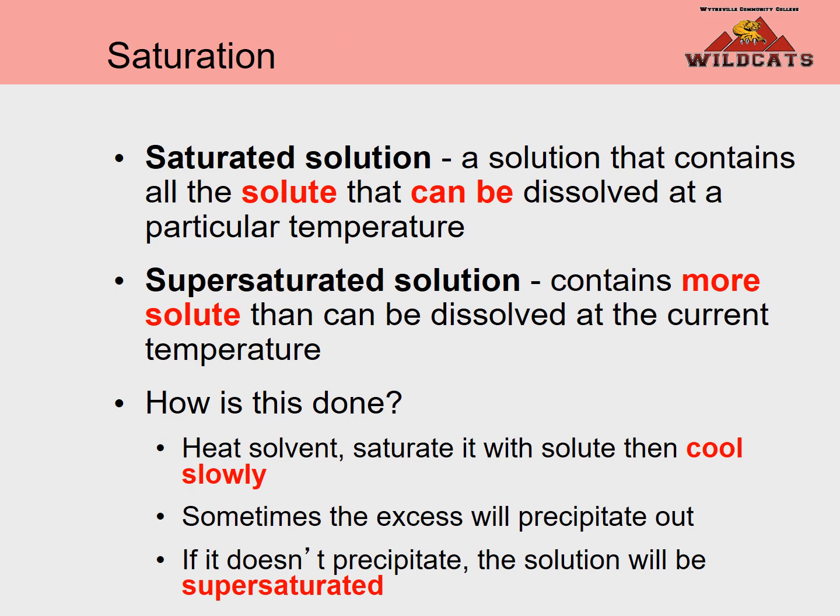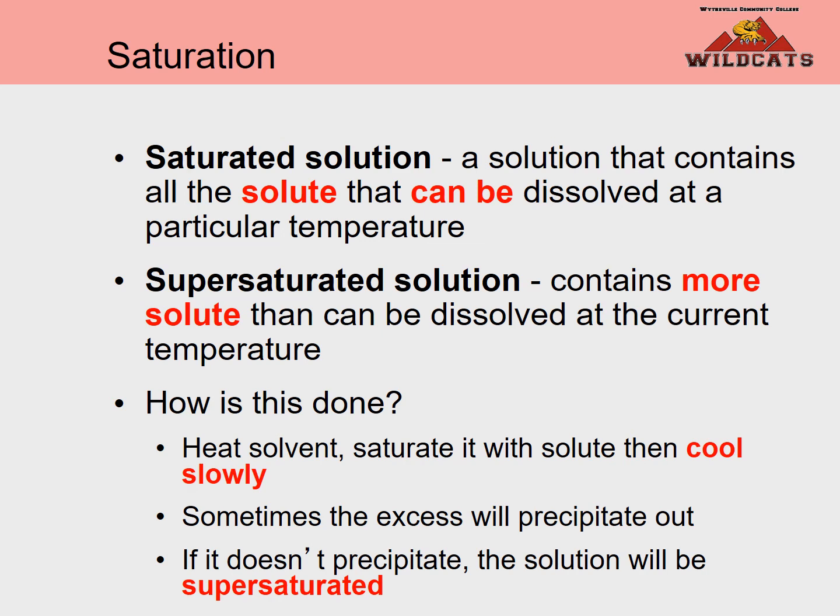One of the things we can do is define a solution by its saturation. A saturated solution basically contains all the solute that can be dissolved. It's about as concentrated as it can be at that temperature. A supersaturated solution contains more solute than can be dissolved at the current temperature. How is this done? We take a solvent, heat it up, and keep adding solute until it becomes saturated at a higher than normal temperature.